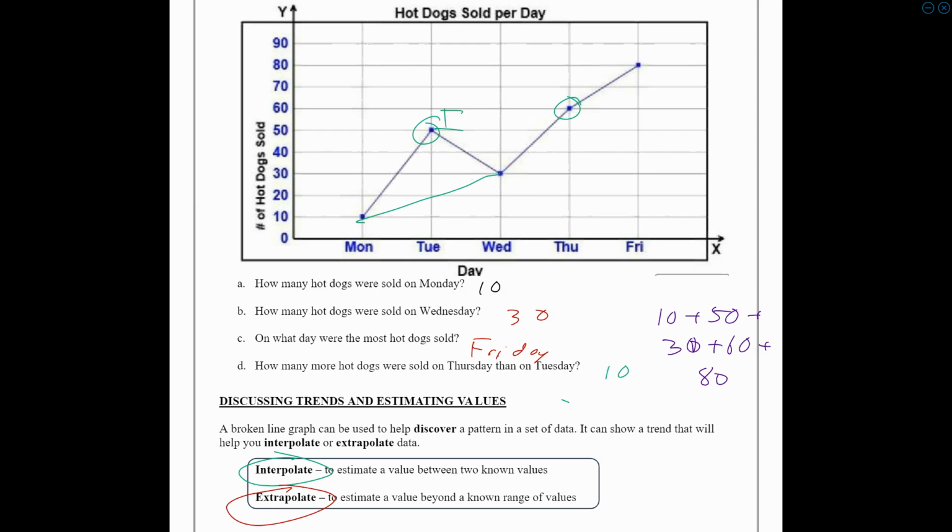So maybe you can extrapolate and say, if this kind of holds, what do you think might happen Saturday? That's what extrapolating is. Whereas interpolating is saying what happens in between. Or in a case like this, interpolating could be saying, you know this data, what do you think might have happened Wednesday afternoon or something like that? It's somewhere within the data. Extrapolate is going beyond, going outside of the data.